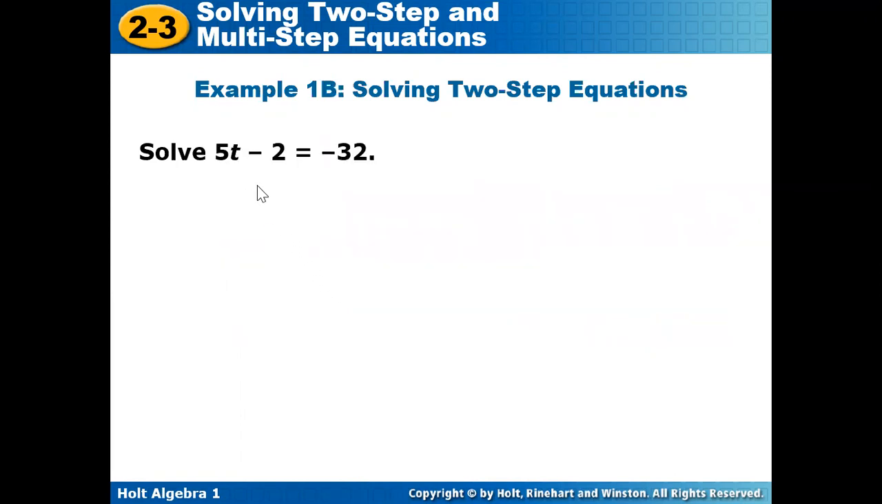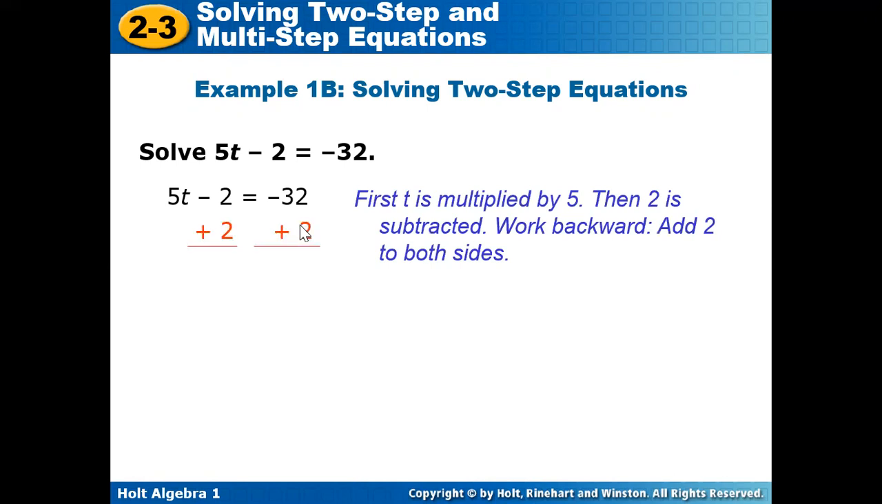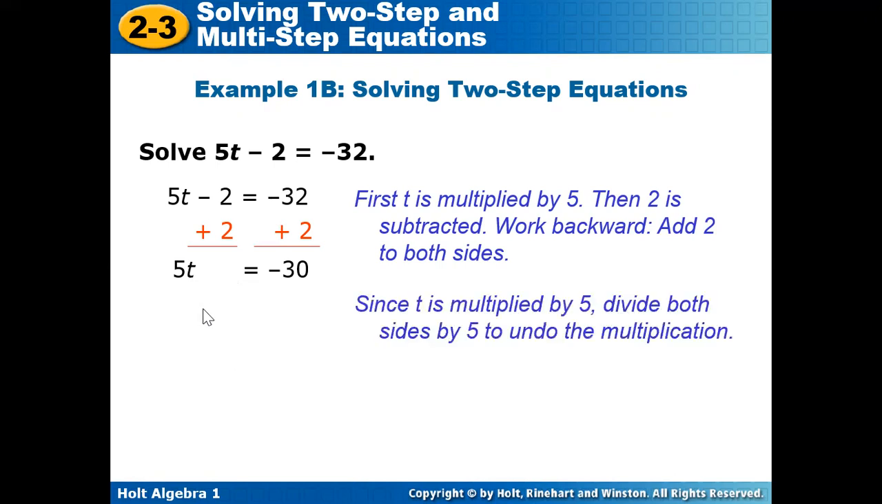So here we have the same scenario. We are multiplying t by 5, and then we're subtracting 2. So as we know how to do, we'll get rid of this -2 first. Opposite operation is addition. Add 2 to both sides. -32 plus 2 gives us -30 equal to 5t. And then once again, opposite operation, divide both sides by 5. A negative divided by a positive gives you a negative. t is equal to -6.